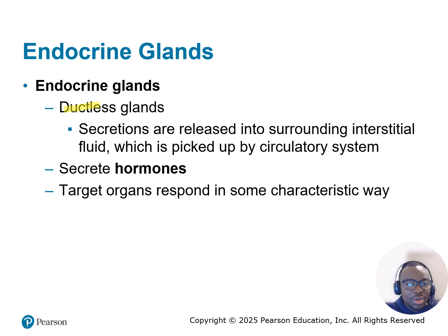Endocrine glands are ductless glands. Their secretions are not released into a duct. Instead, the secretions are released into the surrounding interstitial fluid, which is then picked up by the circulatory system. Endocrine glands release hormones by exocytosis. Hormones are chemical messengers that travel through lymph or blood to their specific target organs to produce a response. Target organs must have receptors for hormones.